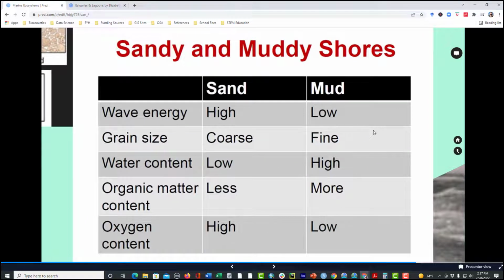The sandy and muddy shore is going to have a bit of variety in terms of the abiotic characteristics that describe them, mostly because there's going to be a higher level of wave energy in the sandy shores. The grain size is going to be coarser, the water content is going to be lower with less organic matter, and there'll be a higher level of oxygen as compared to those muddy shores. So you can differentiate between those different ecosystems, and these abiotic factors really do have an impact and make those different ecosystems.